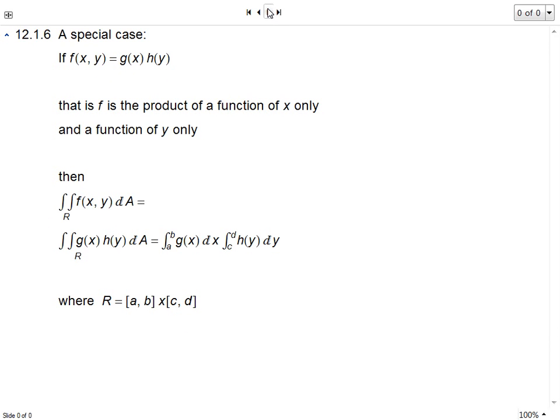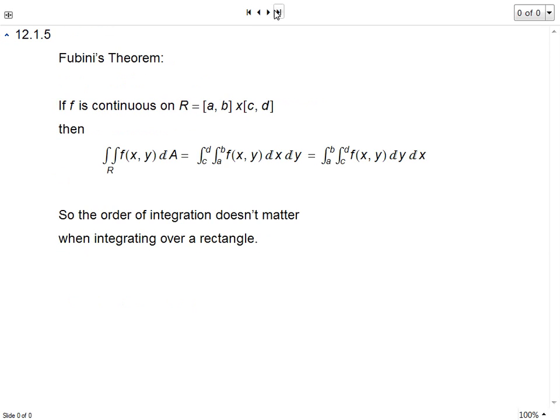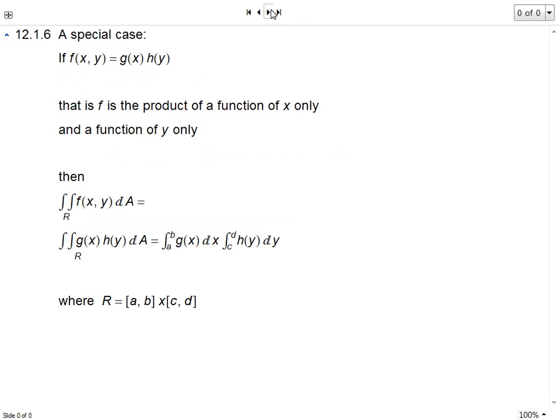Okay. Well, no, Fubini's theorem I did do, right? I skipped over the special case. I'm sorry. And I skipped over an example, didn't I? There's a video of what? Oh, that problem being worked? Yeah, okay. I didn't do this, right?